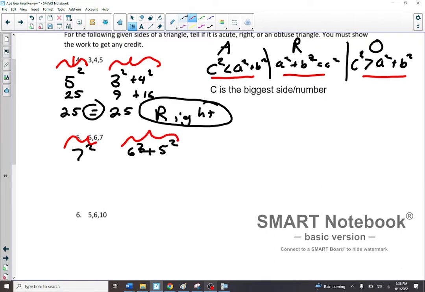So how do you know which one, how do you know you're using acute, right, or obtuse? You see at the final answer. So let's look. Here, it is 7 squared, which is 49. And here, 6 squared, which is 36, plus 5 squared, which is 25. So that is 61. Which one's bigger? 61. Okay. So c squared is smaller. Because c squared is smaller, that must mean it's an acute one. So this is acute. So after you do the math, you square everything, then you see which one's bigger or smaller. Got that. Okay.